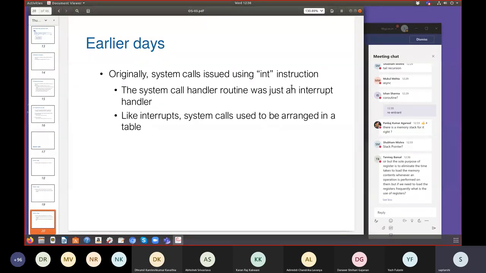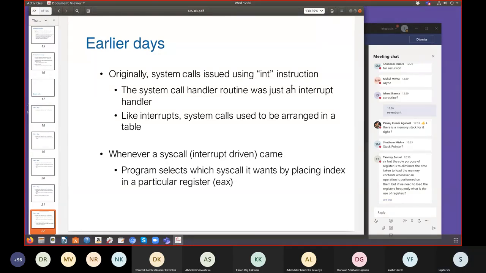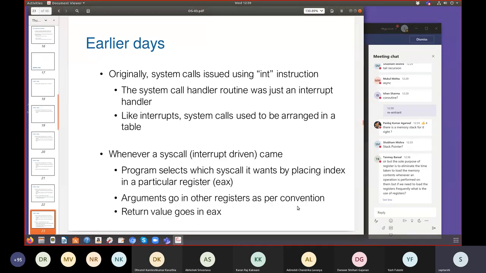And like interrupts, system calls used to be arranged in a table also. We use the term syscall as a short form of system call. Whenever a syscall came, interrupt driven in those days, the program selected which syscall it wanted. The way of handling it in hardware is that you place the index into this table in a particular register. As I said, system calls also used a table similar to the IVT, and the index in that table indicates which syscall the program wants. Say there is a syscall for input, and another separate syscall for output, etc. Which syscall a program wanted was indicated by placing the index into the register EAX. And arguments go in other registers as per convention.